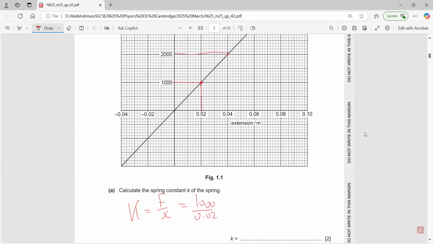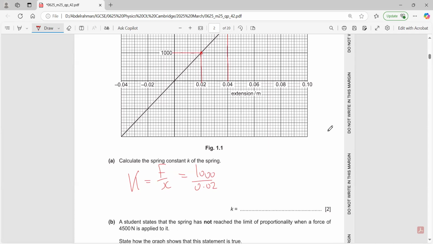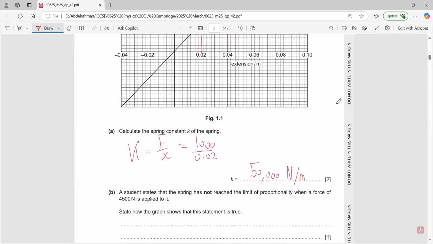Again, the force and the extension would be directly proportional. So K equals 1000 over 0.02, which is 50,000. Okay, 50,000 newtons per meter. This is the K of this spring.